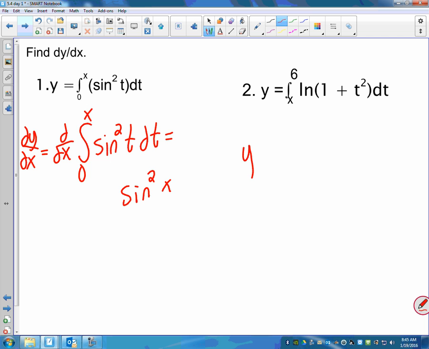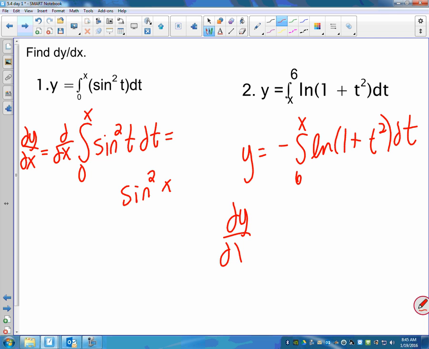So I could say this is negative the integral from 6 to x of ln of 1 plus. So it's important that it has to match: the constant, whatever a can be any number, and the x is at the top. So then when I take dy/dx, what would I get? Negative ln of 1 plus x.